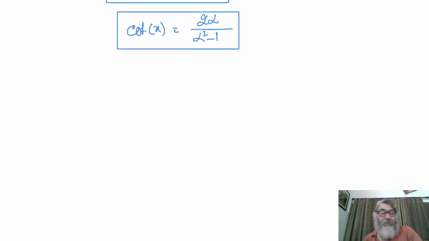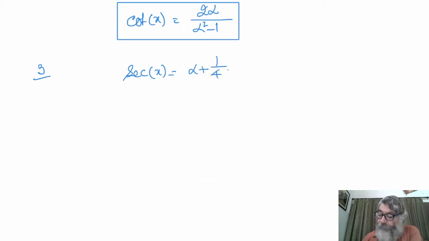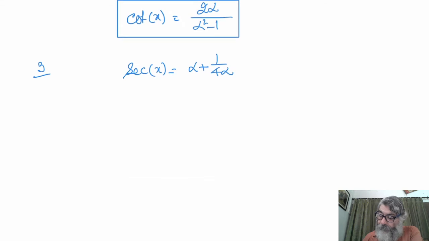Now the last question in this series, question number 3, he says sec x is equal to alpha plus 1 upon 4 alpha. He says it is required to prove.